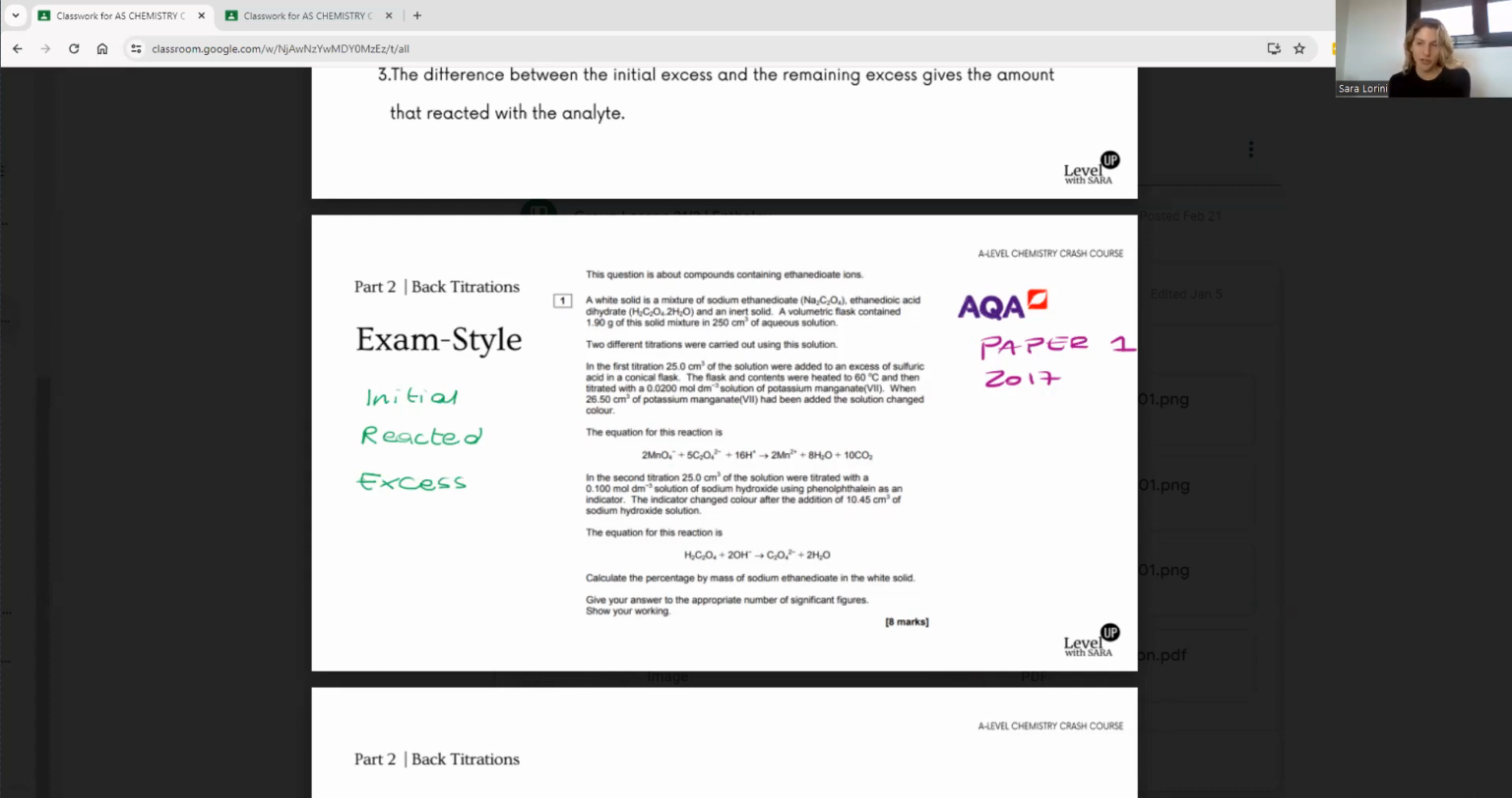Now, each titration in each question will be slightly different. There is a lot of logic that is required, and you need to understand what is reacting with what. However, there are always these three steps in common.